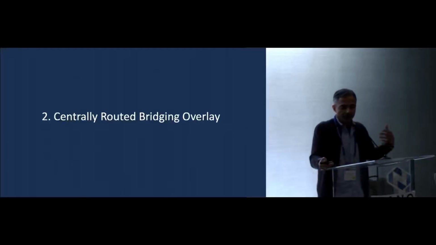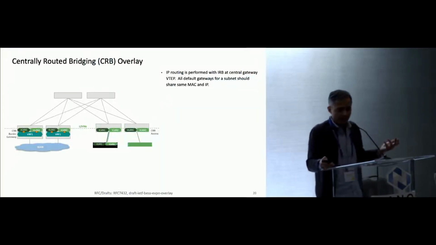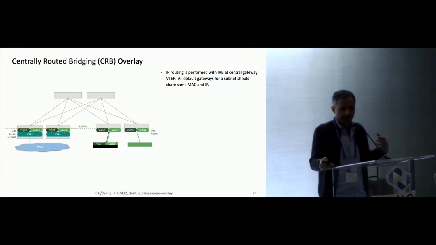Okay, so with that, we're going to start our second overlay type, which is centrally routed bridging. In centrally routed bridging, as its name implies, the routing happens at some central point.